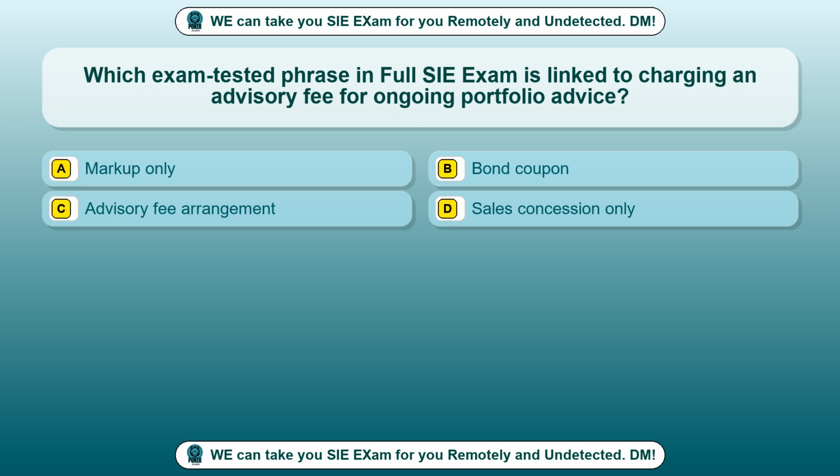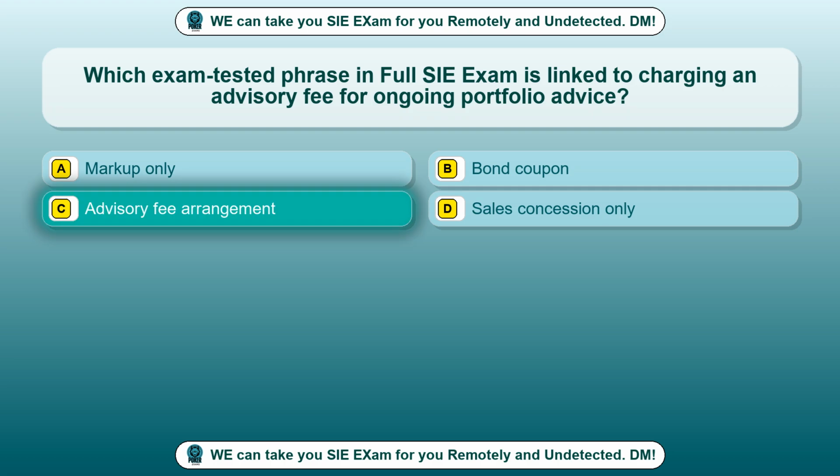Question 26. Which exam-tested phrase in full SIE exam is linked to charging an advisory fee for ongoing portfolio advice? Option A, markup only. Option B, bond coupon. Option C, advisory fee arrangement. Option D, sales concession only. The correct answer is option C, advisory fee arrangement.